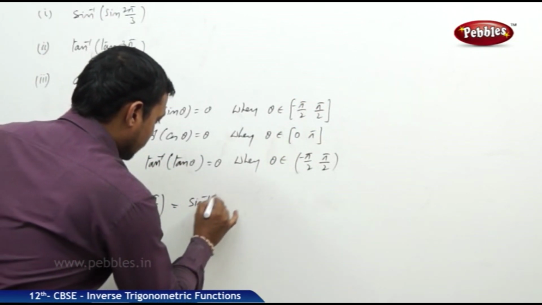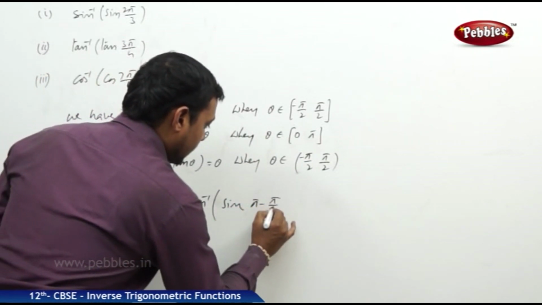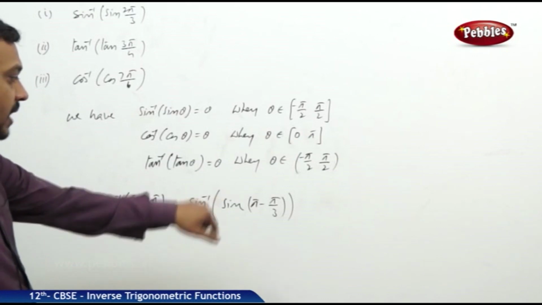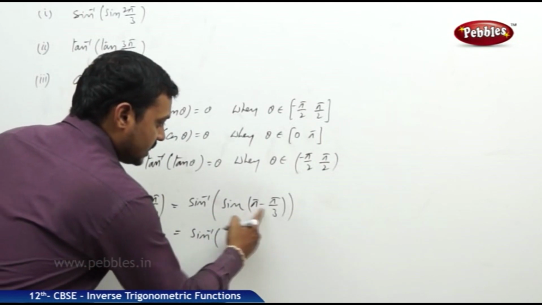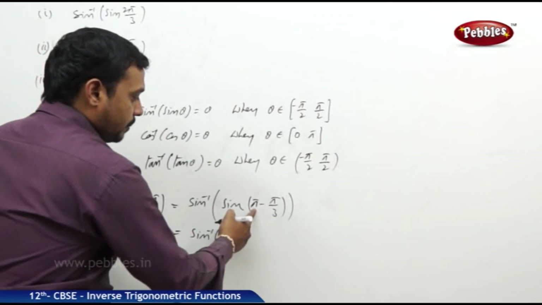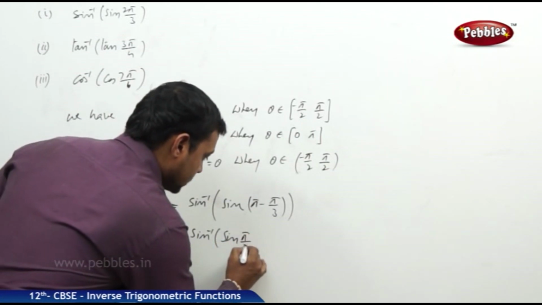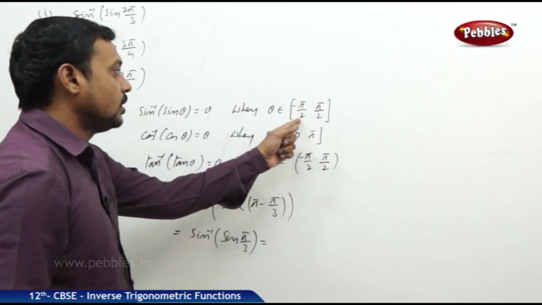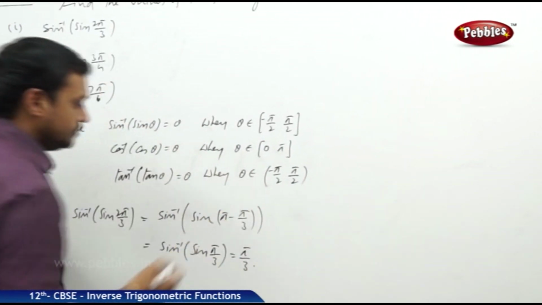For that, in sin inverse of sin, we can write 2 pi by 3 as pi minus pi by 3. Now this is sin inverse of sin of pi minus theta, which is in the second quadrant, where sin remains sin. So sin of pi minus theta is equal to sin theta. Therefore, it is sin pi by 3. Now, sin inverse of sin pi by 3, where pi by 3 belongs to the interval minus pi by 2 to plus pi by 2, is directly equal to pi by 3.